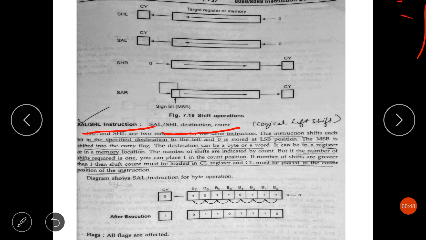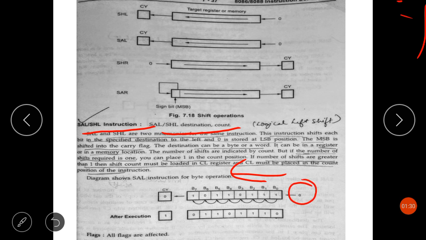So how does it work? Let's take an example. Whatever destination you write will be an 8-bit register, and the instruction performs shifting of the bits in that register. SAL and SHL are two mnemonics used for the same instruction. This instruction shifts each bit in the specified destination towards the left, and 0 is stored at the LSB.